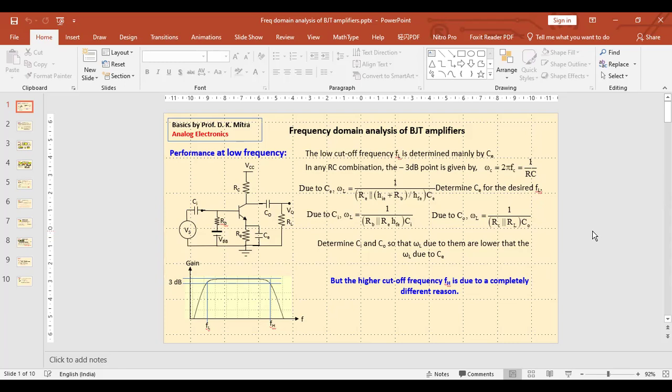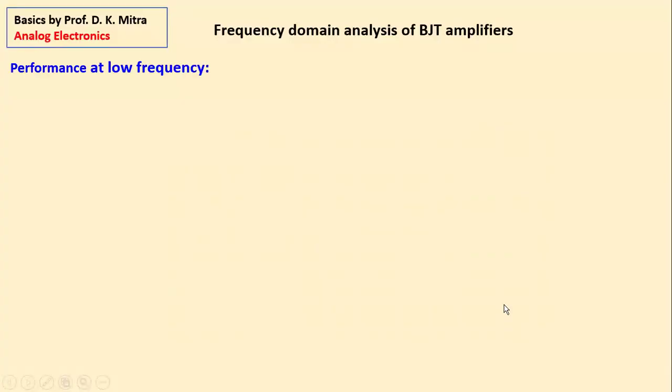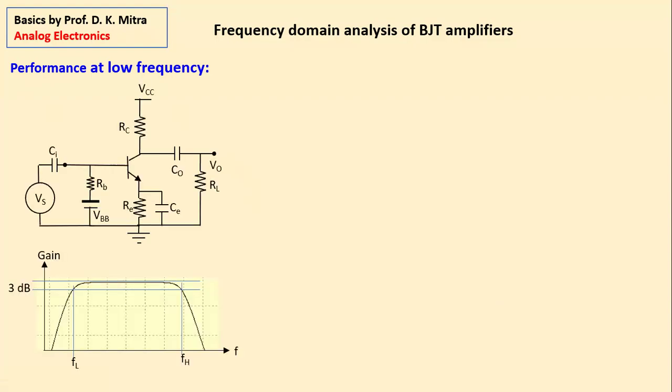Frequency domain analysis particularly means how the amplifier will act, rather, what will be its gain in very different frequencies, right? That is frequency domain analysis. And what parameters of the transistor determine that frequency domain performance. Start with performance at low frequency. Low frequency means less than 1 kilohertz or less than 500 hertz, sometimes something around there.